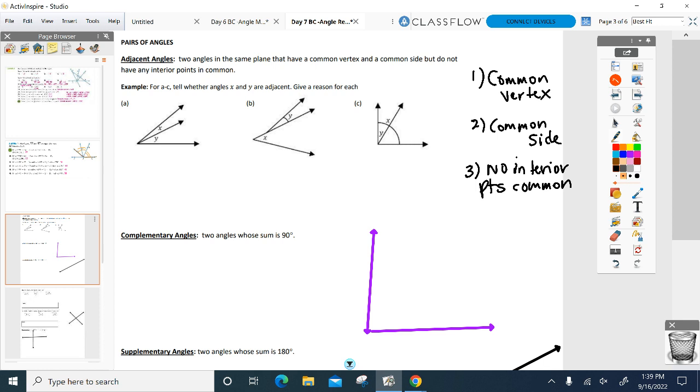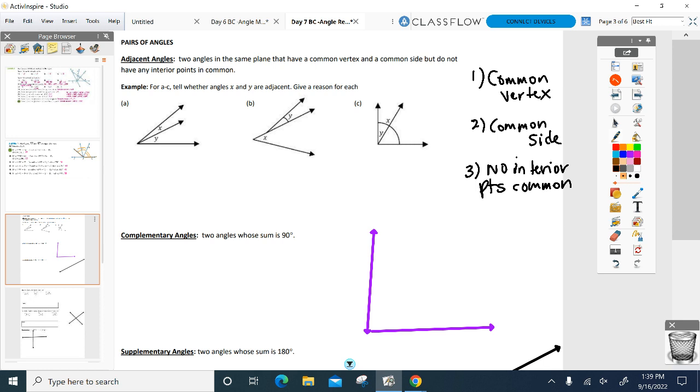Everyone see angles X and Y. I put them inside for you. Do they have a common vertex? Yes. Do they have a common side? Yes. We're all in agreement so far. So here's what I mean by no interior points in common. Everyone, please put a point inside angle X. Right, just put a random point inside, not on it, inside angle X. Is that point also in angle Y?